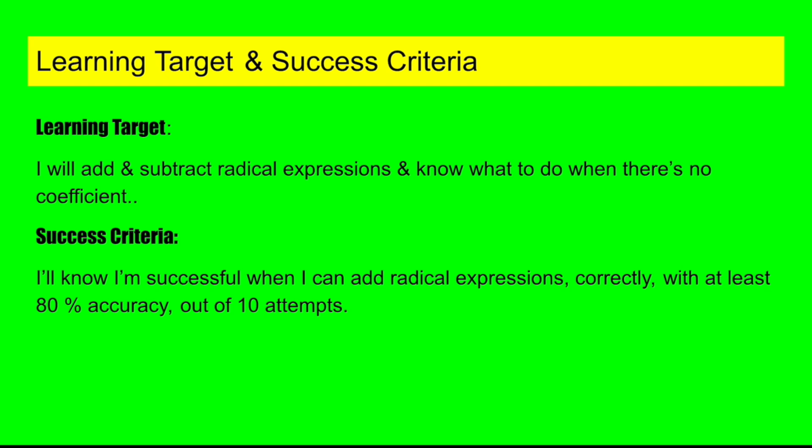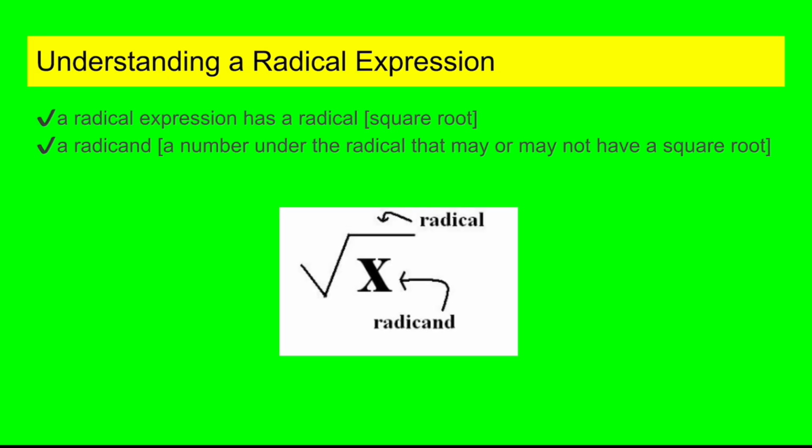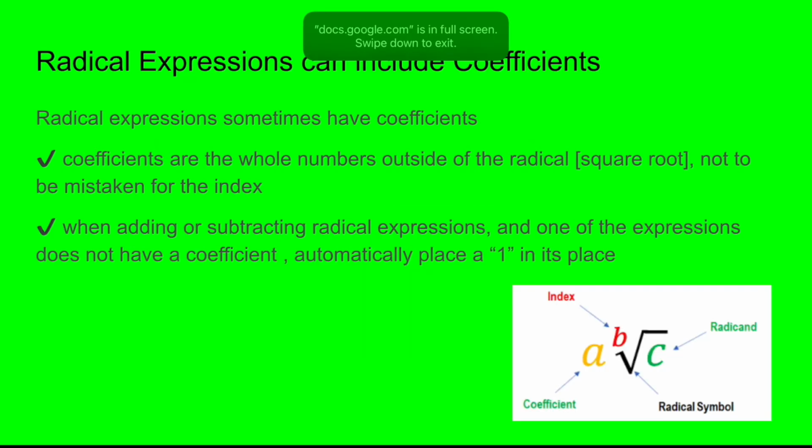Success criteria: I know I'm successful when I can add radical expressions correctly with at least 80% accuracy out of 10 attempts. A radical expression has a radical. We grew up calling it a square root. A radicand is that number under the radical that may or may not have a square root already. Radical expressions can include coefficients. Coefficients are the whole numbers outside of the radical, not to be mistaken for the index.